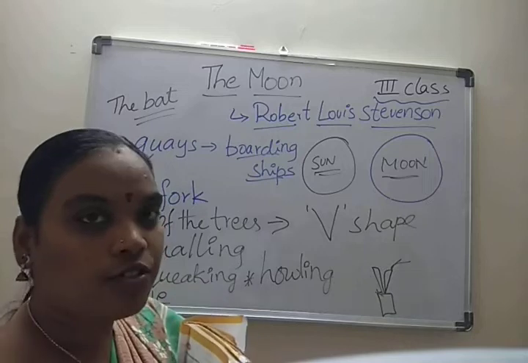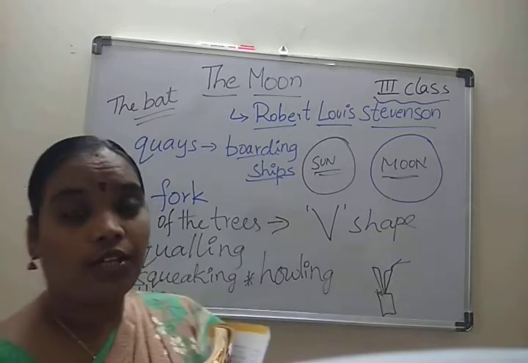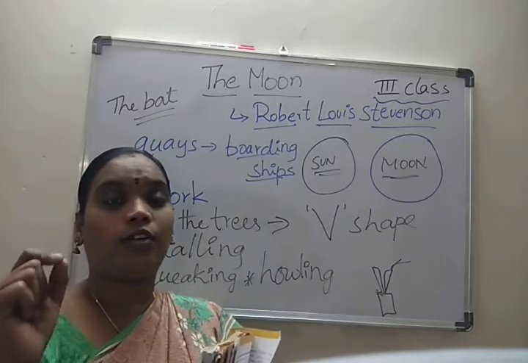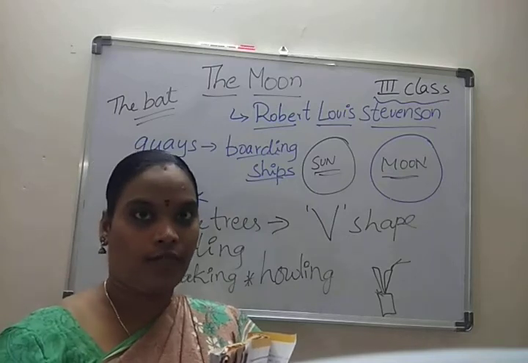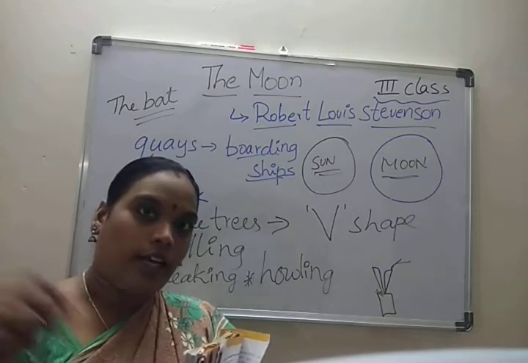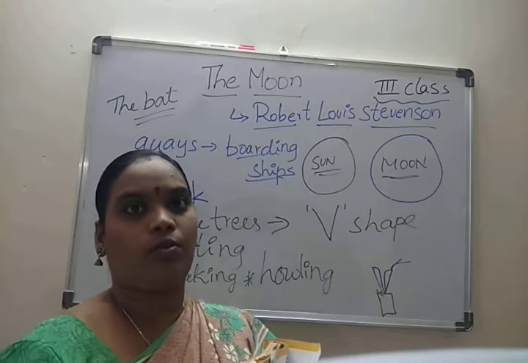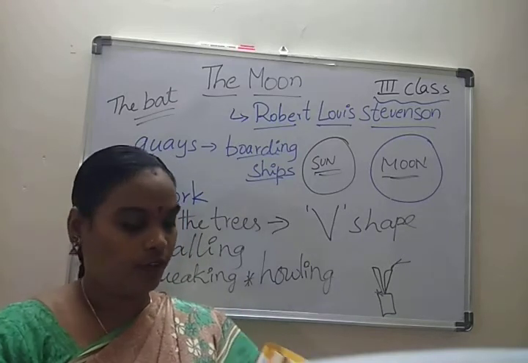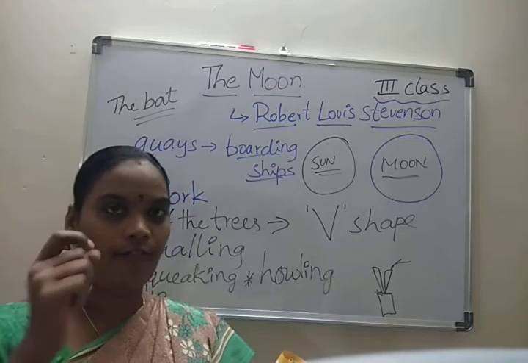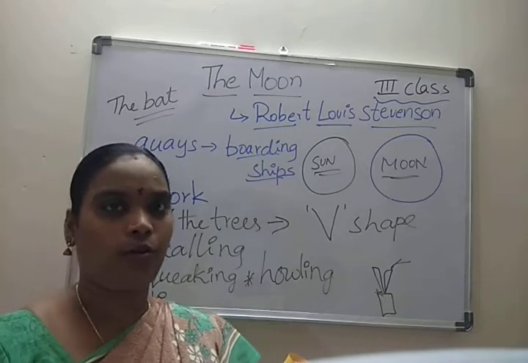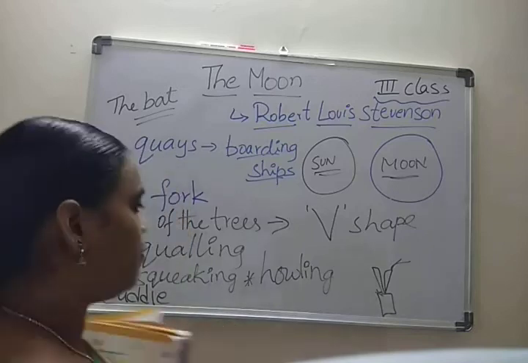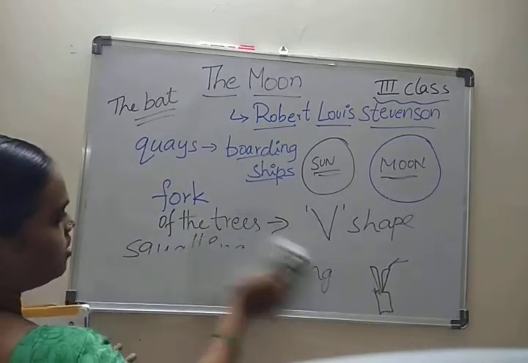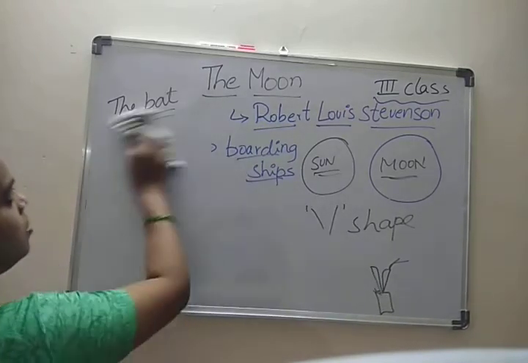Next, children, once you read the poem, underline the new words that are not already in the word file. Other new words will also be there. So you have to read once or twice, find out and underline the word, write it in your book and find out the meaning. Okay, this is the poem about the moon.